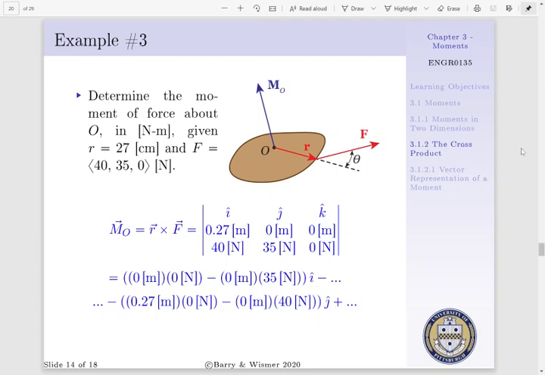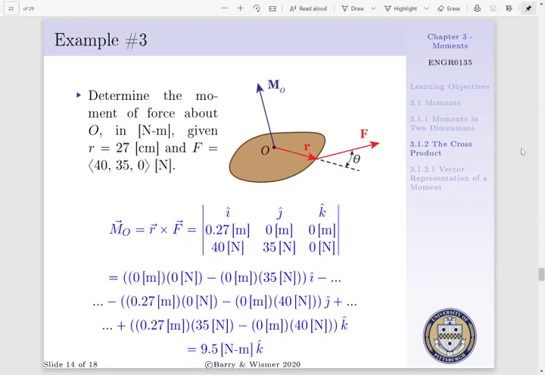Last but not least, we'll execute the determinant in the k hat direction, where we'd have 0.27 meters times 35 newtons minus 0 meters times 40 newtons. Thus, our moment of force about point O is 9.5 newton meters in the k hat direction.